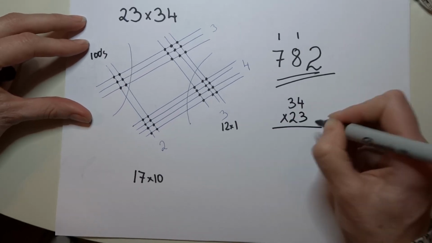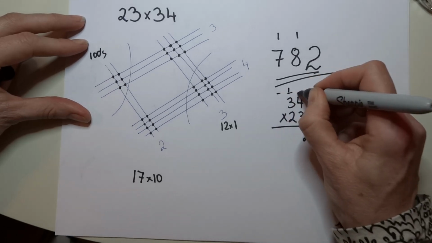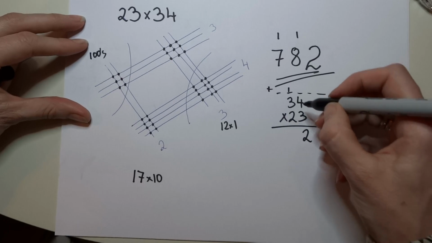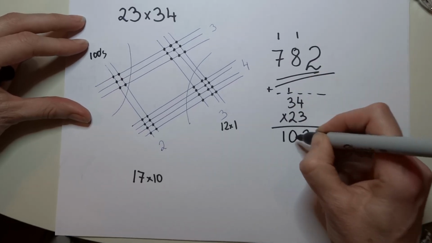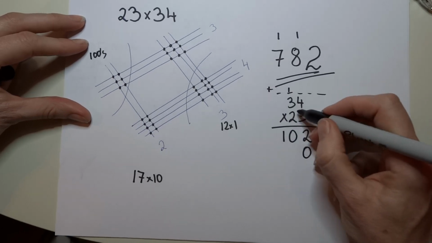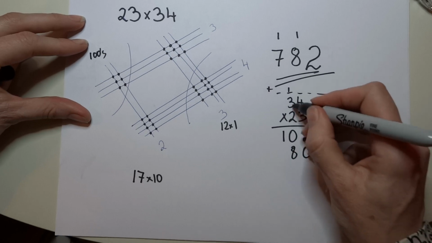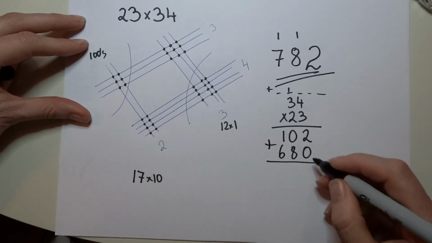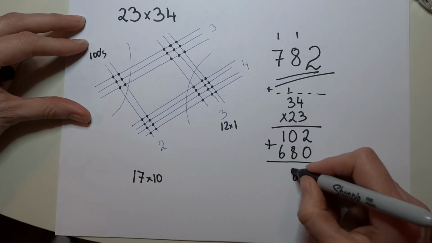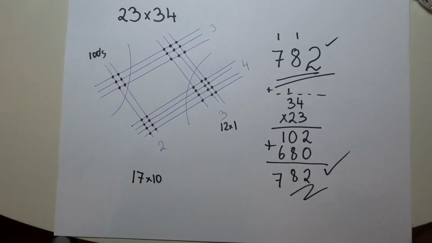34 times 23. 3 4s are 12. Carry the 1 to our plus line up here. 3 3s are 9, plus 1 is 10. Move one step to the left by putting in a 0, because now we're multiplying 20s. 2 4s are 8. 2 3s are 6. Add them all up now that we've done our multiplication. 2, 8, 7. 782. Yes. So multiplying using this method works quite well.